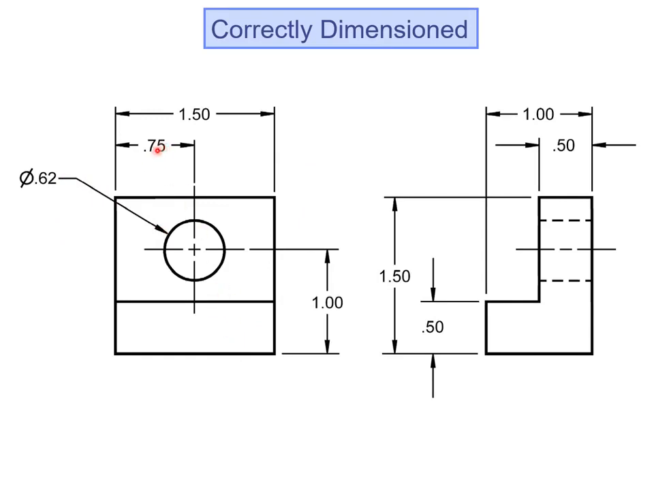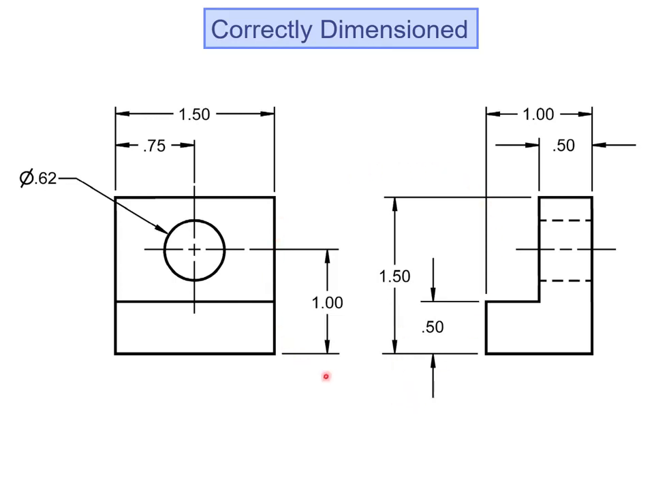And once again, we want to go from small to large dimensions. Small to large, 0.50 to 1.00. Same thing with these two dimensions. We want the 0.50 first, it's smaller, and then the 150. And that'll avoid crossing the dimension line as it did on the previous slide.